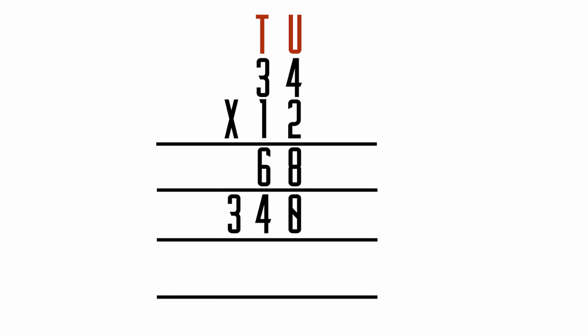We start by adding the units, so 8 plus 0 is 8. Then we add the tens, 6 plus 4 is 10. So here we have to carry 1 over to the next column because 10 tens is equal to another 100. Now we add the 3 to the 1 we carried over to get 4. We have now arrived at our final answer of 408.